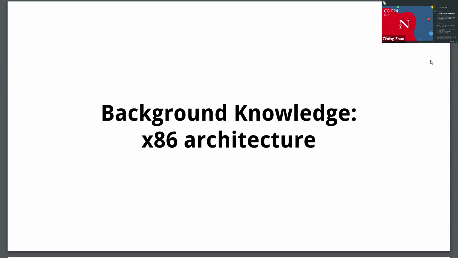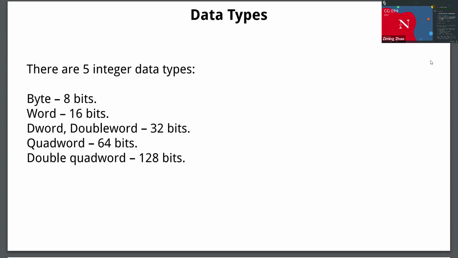Okay, everyone is back. So we move on to the x86. Before that, several data types. One byte is 8 bits. Usually when we say a word, it's 2 bytes. A D-word could be 4 bytes. A Q-word is 8 bytes.